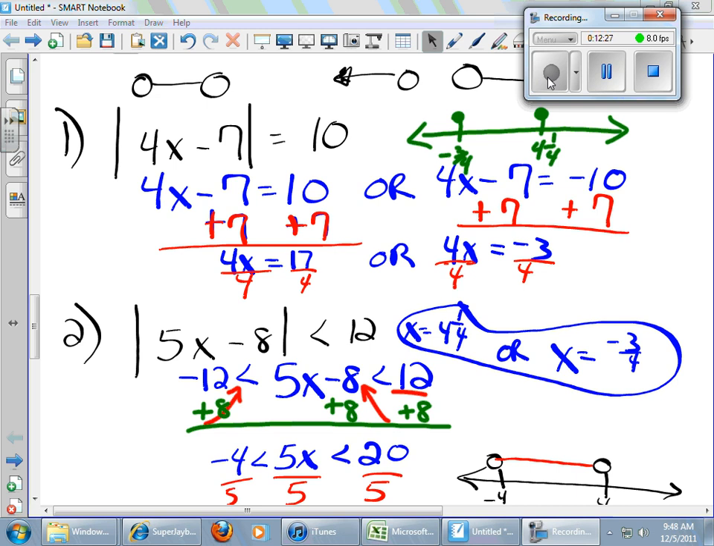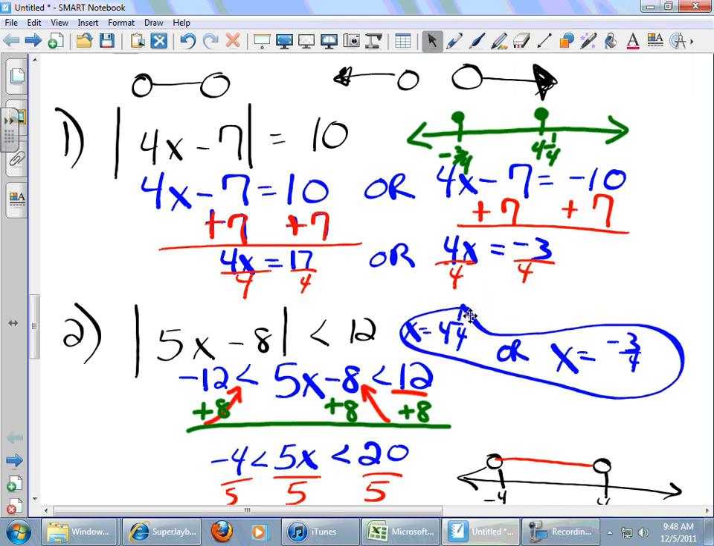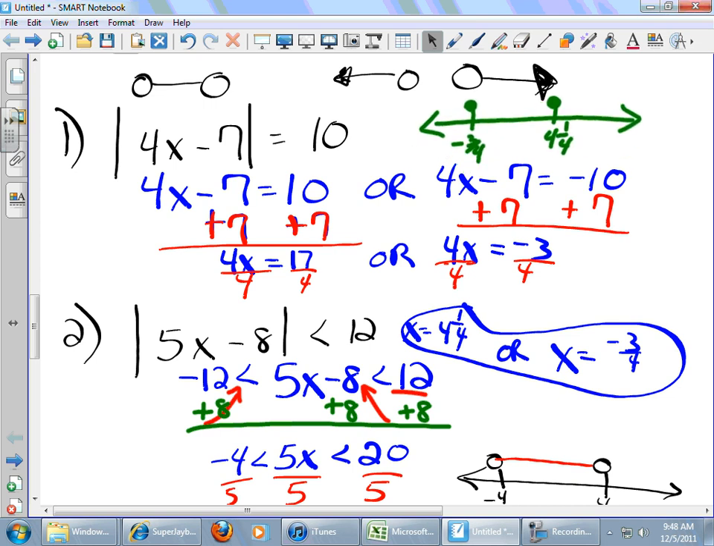The steps are in red, and I come up with a solution right here that x equals 4 and 1/4, or x equals negative 3/4, and then I graphed it on the number line. Now, graphing on the number line in that case is no big deal. There's only 2 points. There's no shading involved.